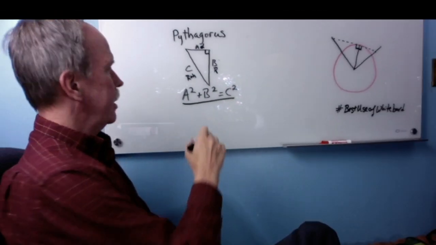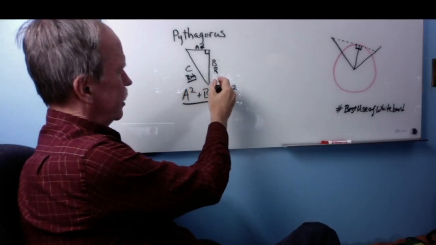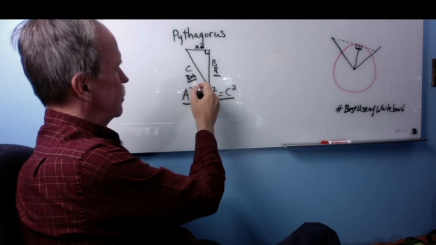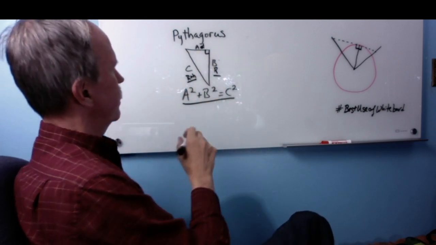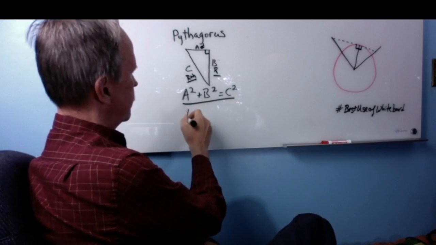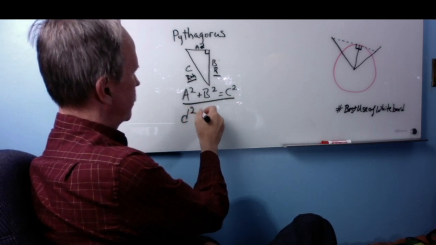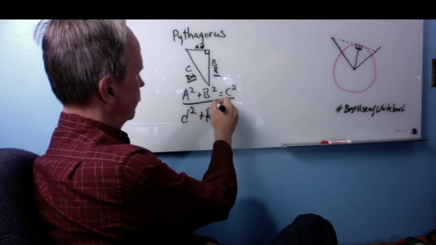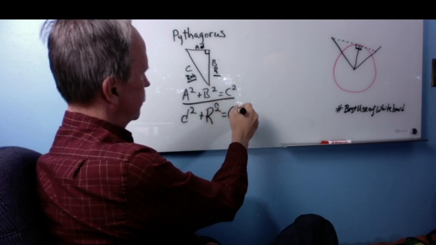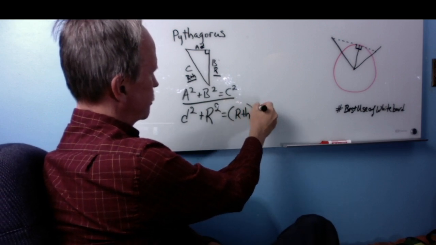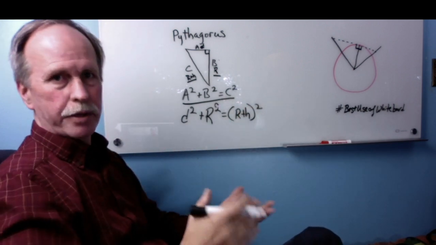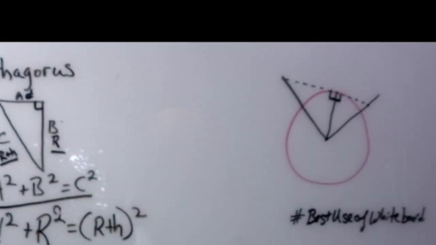So I took a moment and I put the values that we're going to use. We're going to use R plus H, and D. From Pythagoras, we're going to realize that D squared plus R squared equals (R plus H) squared. Should be pretty straightforward. Well, let's go ahead and see if we can solve for R.